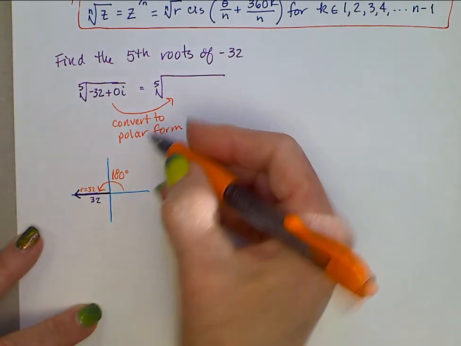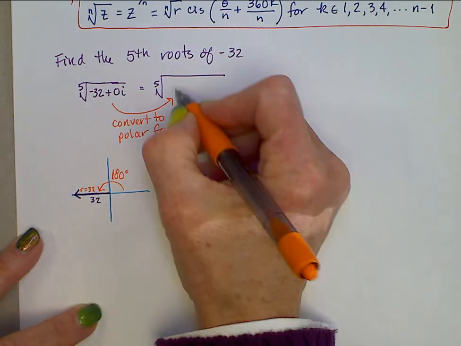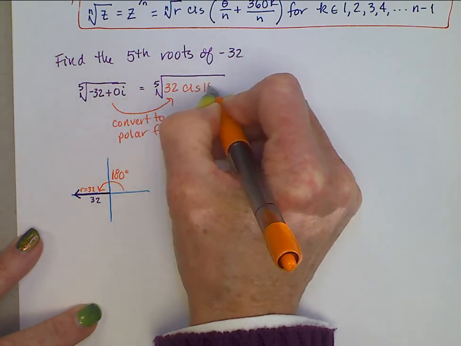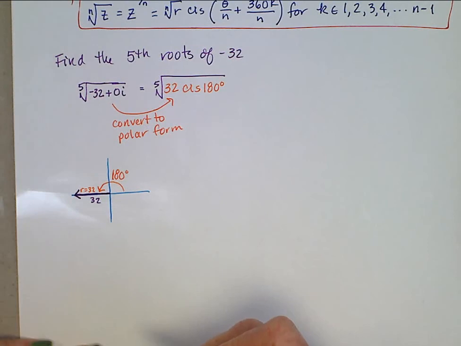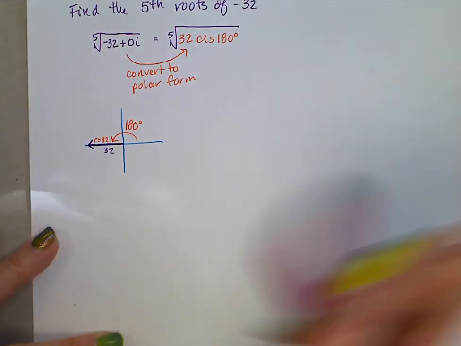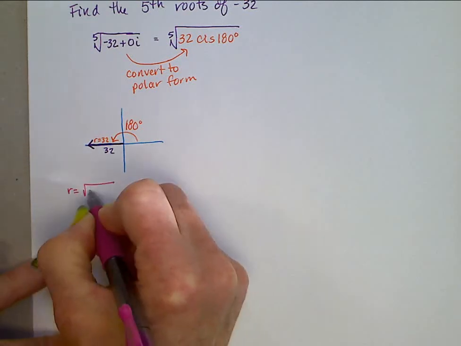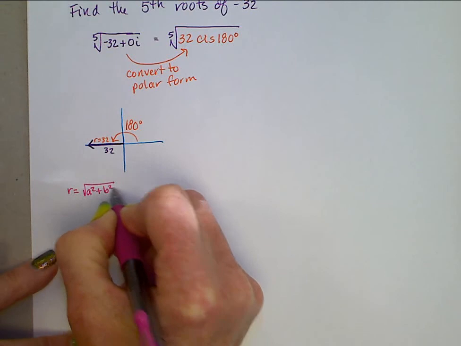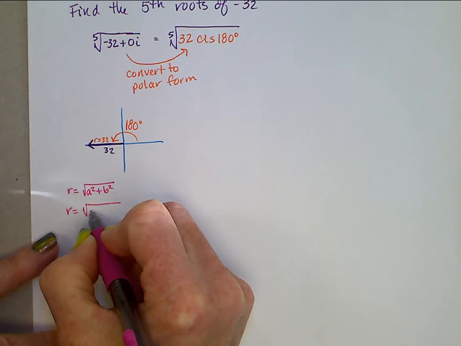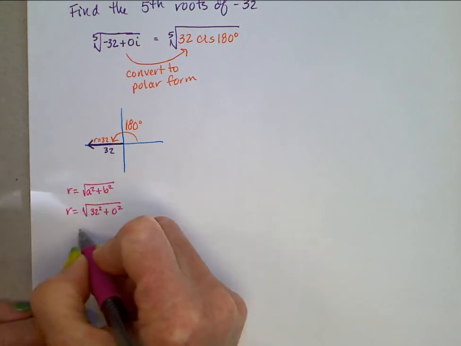So when we convert negative 32 plus 0i into polar form, we get 32 cis 180 degrees. If that bothers you, the drawing the picture thing, the other option is to go through and find r as the square root of a squared plus b squared, which would be the square root of 32 squared plus 0 squared, which is just 32.